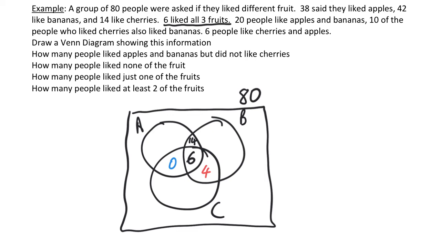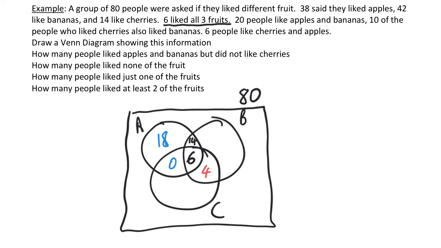Again, now we can go back to the number who liked apples. So we know that 38 liked apples. So that means this circle has to add to 38. We've already got 20 of them. So that means there must be 18 in the only apple part.